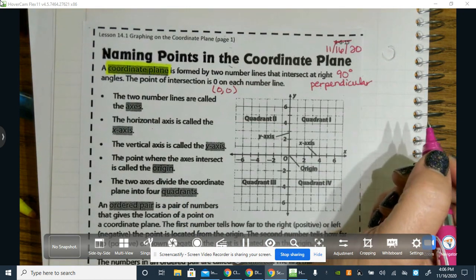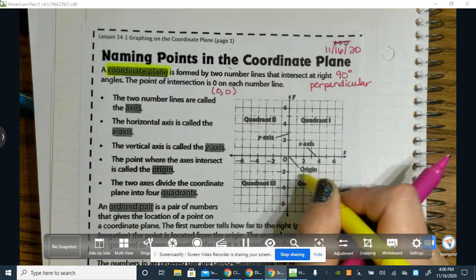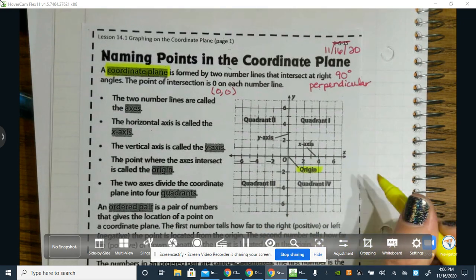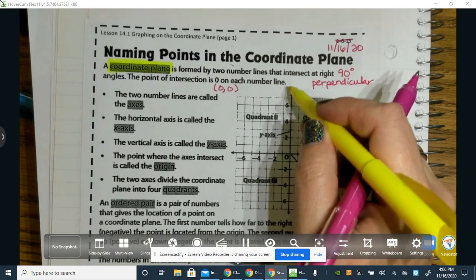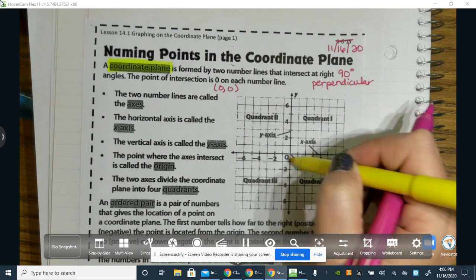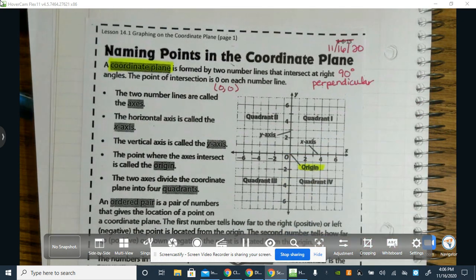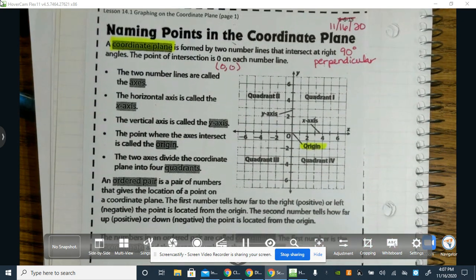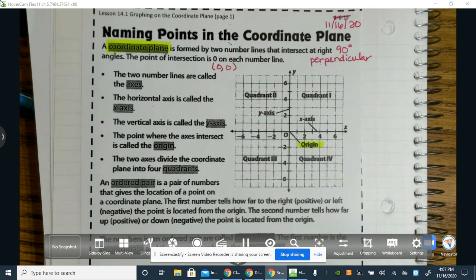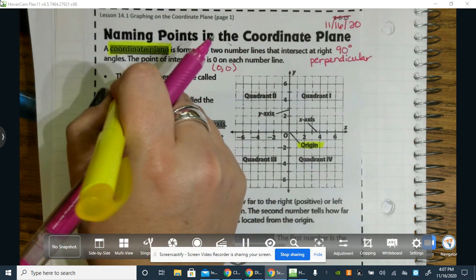We're going to talk about that in a minute. So do you see the origin right there? You have 2 number lines, one going horizontal, one going vertical. They point right there. Both zeros end up at the same place. That is what we call the origin. So the 2 number lines are called the axis.